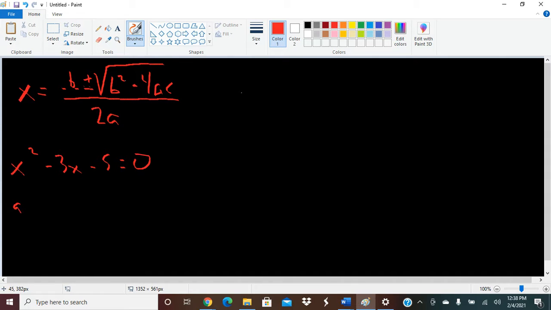So we're going to say a is equal to 1. That's the coefficient of x squared. b is equal to negative 3. It's the coefficient of negative 3x. And c is going to be equal to negative 5. All right. And from here, we go straight into our formula.